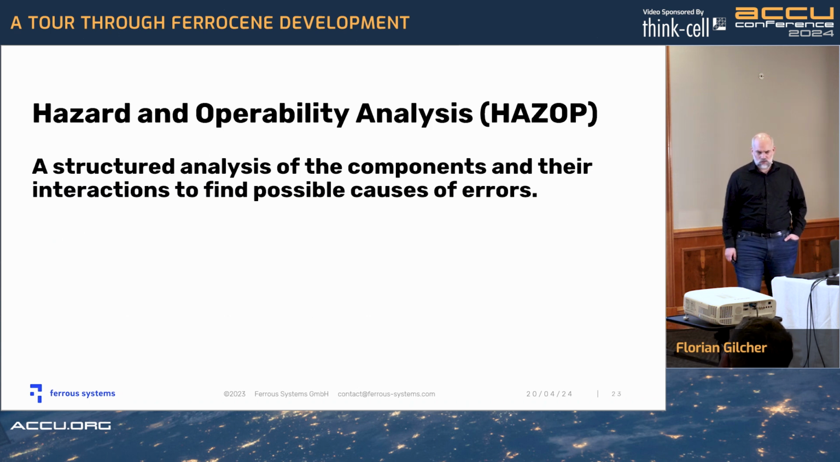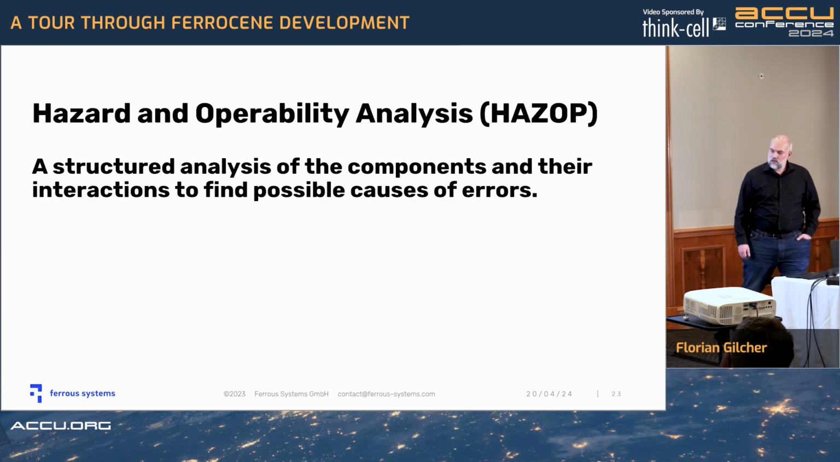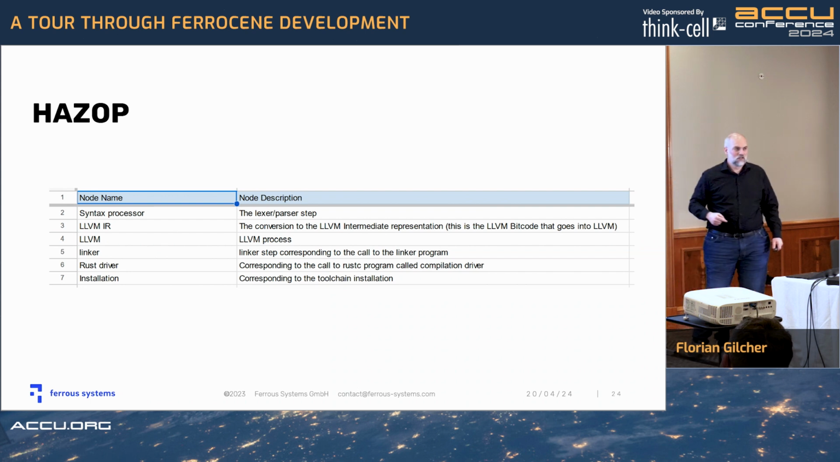The first thing to conduct is some form of risk analysis. We chose HAZOP. We were working with a company that operates a lot in avionics, and HAZOP is quite common there. It is one of the methods of having a structured analysis of components and their interactions to find possible causes of error. The nice thing about compilers is they're pretty straightforward. Source code in, binary out, which means you end up with a very small list of components, and their interactions are top to bottom. So for example, we have a syntax processor. Once that's done, that goes to LLVM-IR.